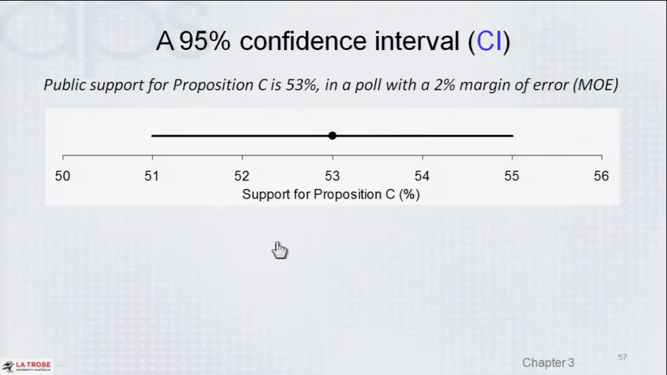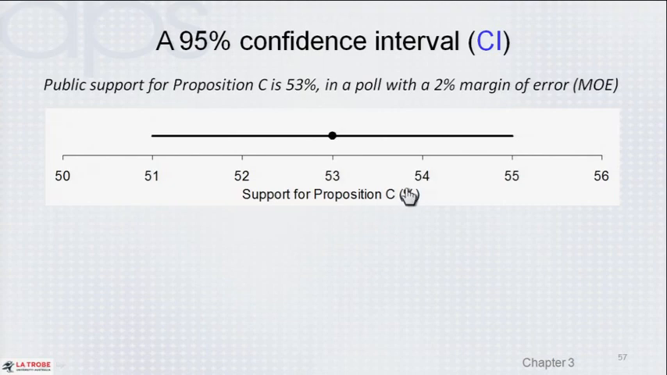So here we have the trumpet fanfare. You can read in the news a statement, public support for Proposition C is 53% in a poll with a 2% margin of error. And probably most people have a fair understanding that, well, 53% is our best bet. The true value will be different. We don't know it. We've just got a poll result. If we did the poll again with a new sample, we'd get a different result, but probably within this interval. That the true value most likely lies within the span of this interval. These are all quite reasonable intuitions.